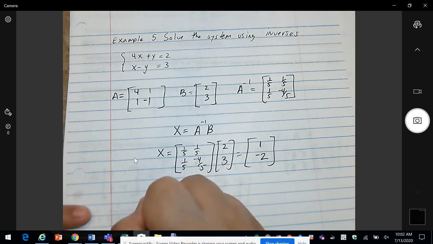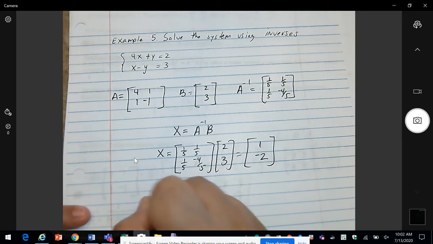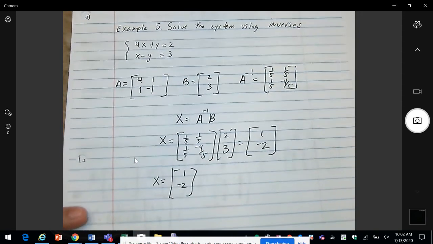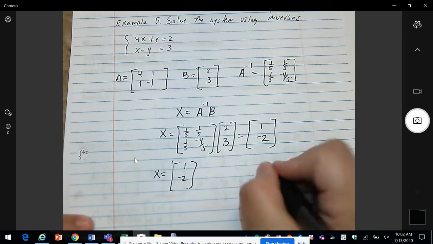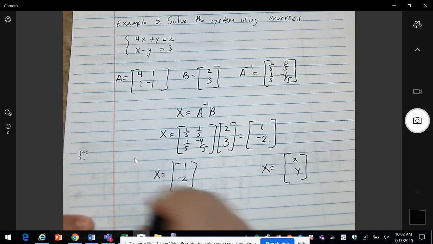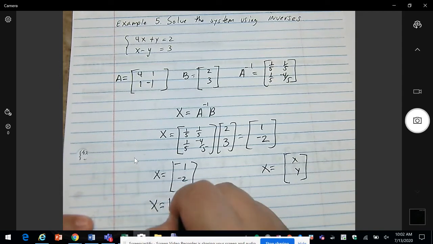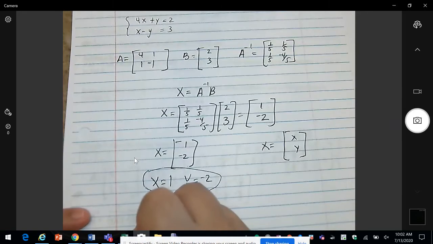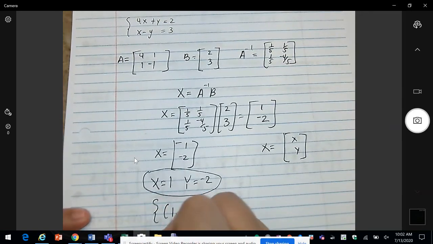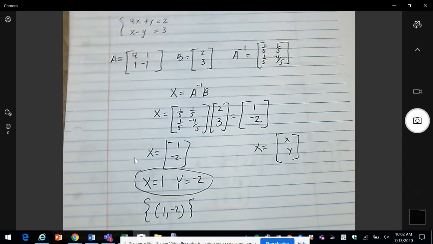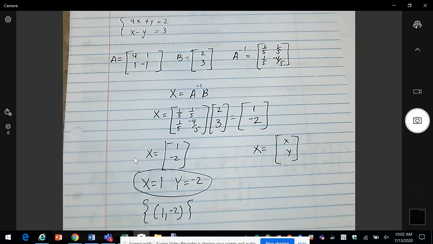So our solution for this system is X is equal to 1, -2. But what does that mean? X is just your variables. So in this case, X is equal to 1 and Y is equal to -2. So that's going to be your solution. Yep. So using the inverse is just another way to solve a system.